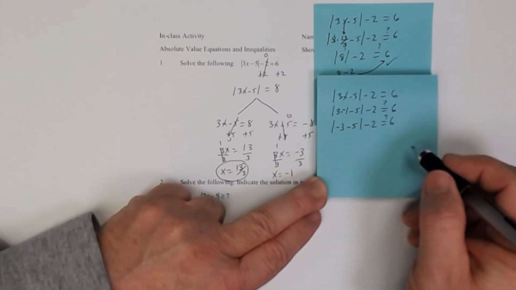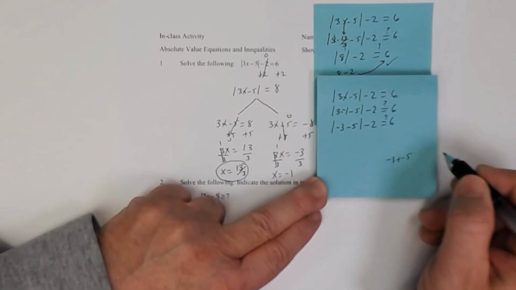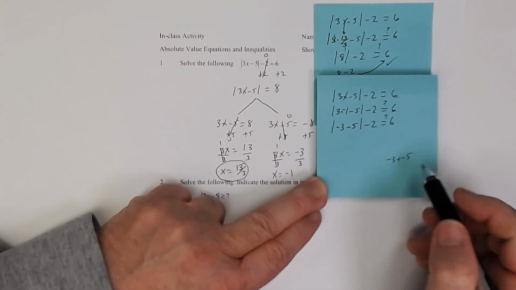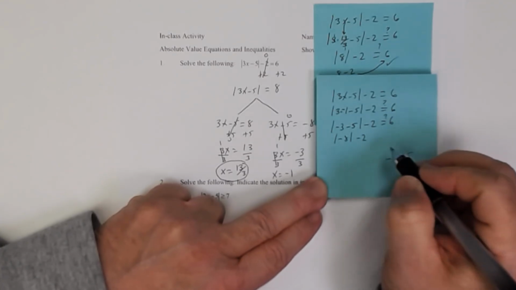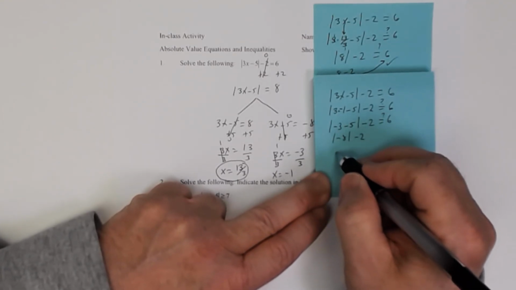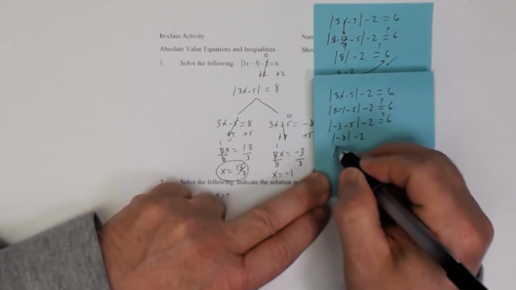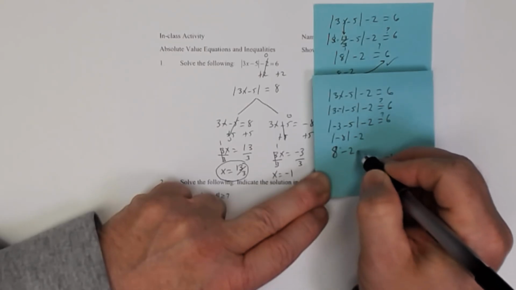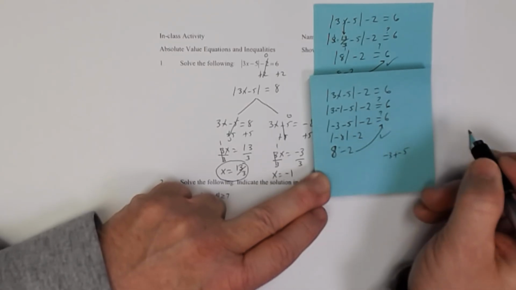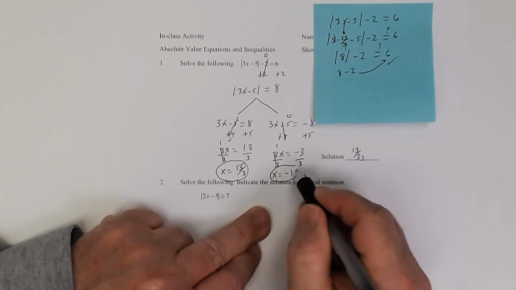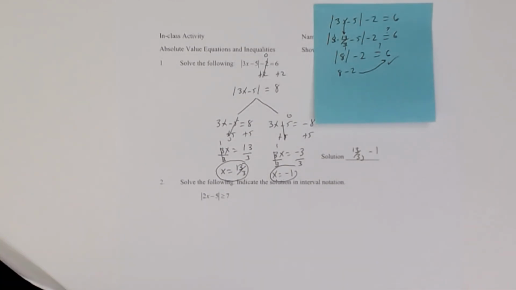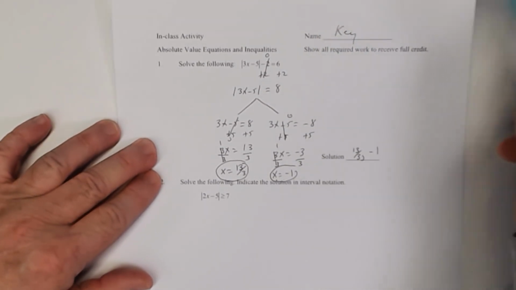Well, a negative 3, remember subtraction right here is the same thing as adding the opposite. So this is really negative 3 plus a negative 5. So a negative 3 plus a negative 5 is a negative 8. So I get the absolute value of negative 8 minus 2. And the absolute value of negative 8 is 8, right? So 8 minus 2, which does equal 6. So negative 1 is also a solution. And so that's it. All right, so that was number 1.